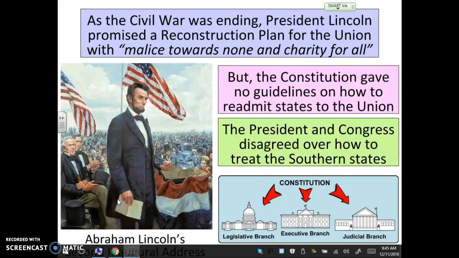They want to make it a little bit tougher for these states. They want to punish them more. We'll see it with the radical Republicans, who want to make it a much more difficult process for the southern states to kind of get justice for the war itself.